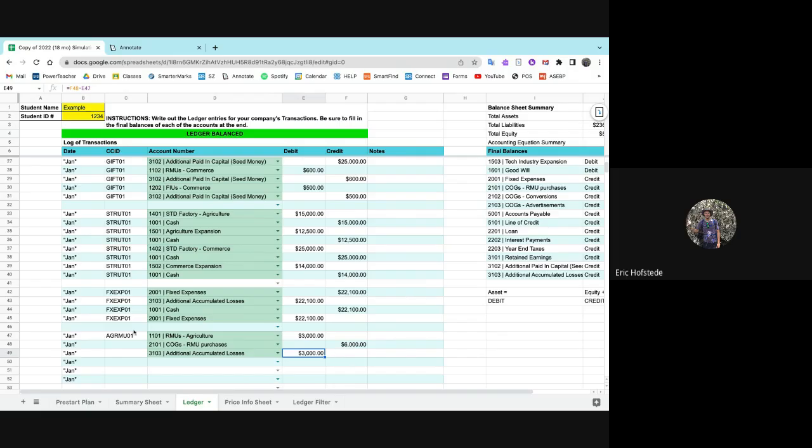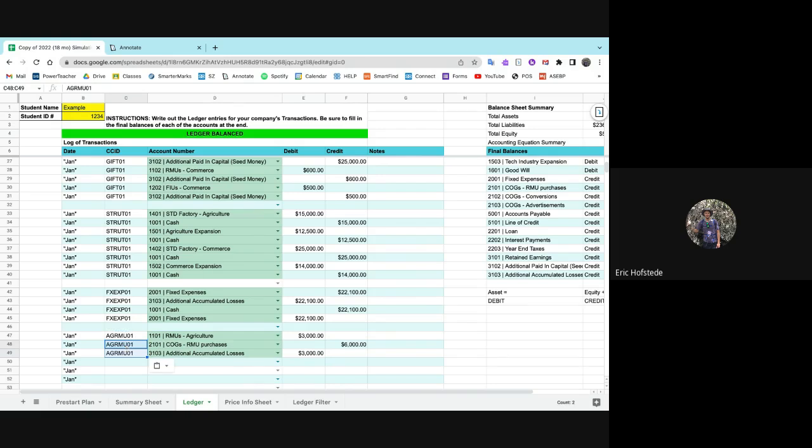But for every kind of section of my ledger, I need the debits and the credits to be balanced so that my ledger stays balanced. So 3,000 plus 3,000 equals 6,000. We're balanced. All right, we can call these all my agriculture RMUs.